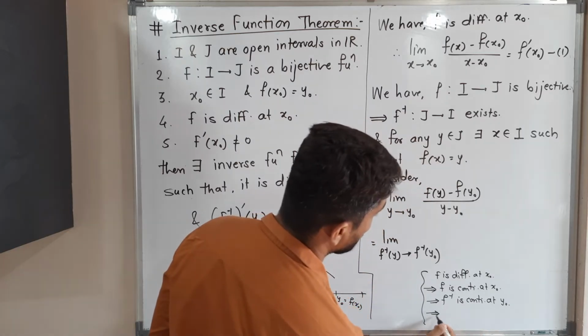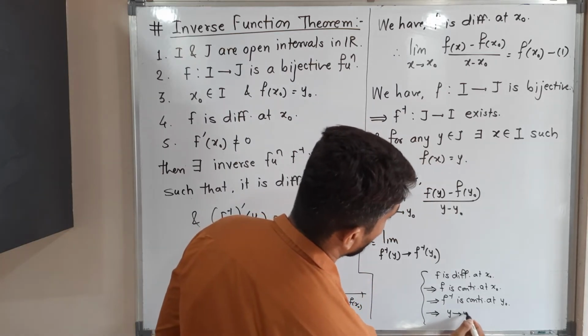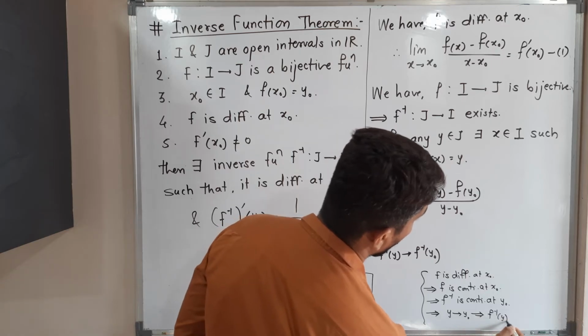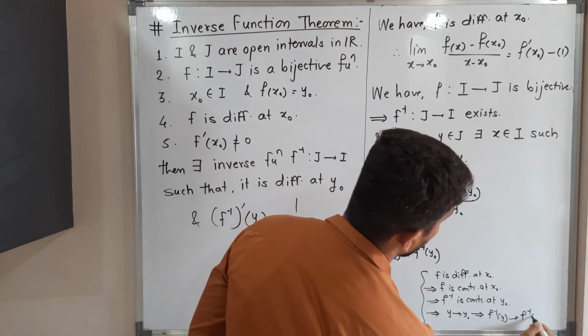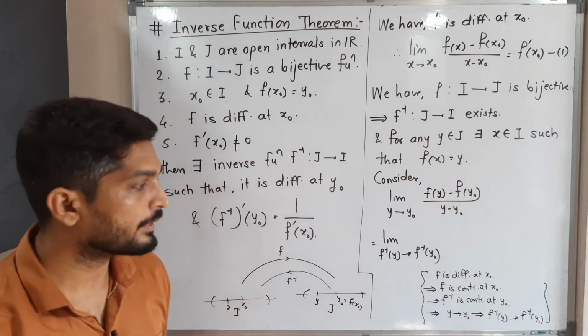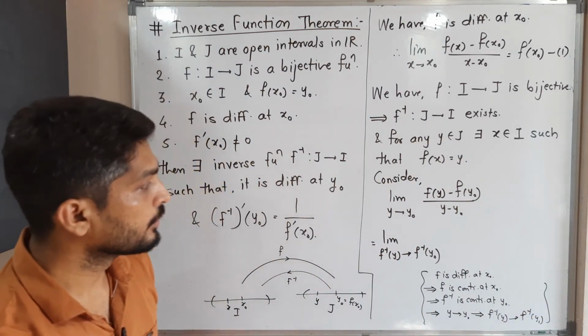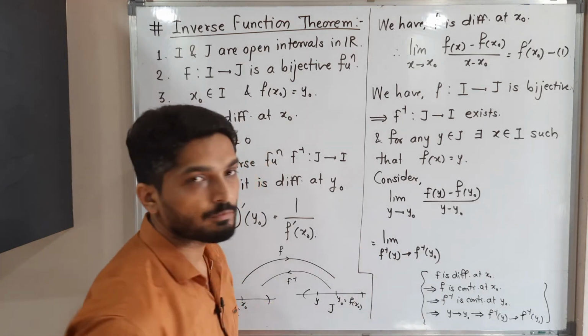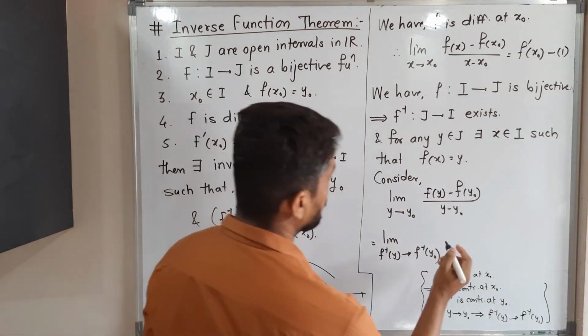Okay, so there is one result. As y tends to y naught, and if f inverse is continuous, you can write f inverse of y tends to f inverse of y naught. Okay, so sequential criteria of continuity, with the help of that I could write it, right? So that's why as y tends to y naught, I could write f inverse of y tends to f inverse of y naught. So let me do the same thing here.